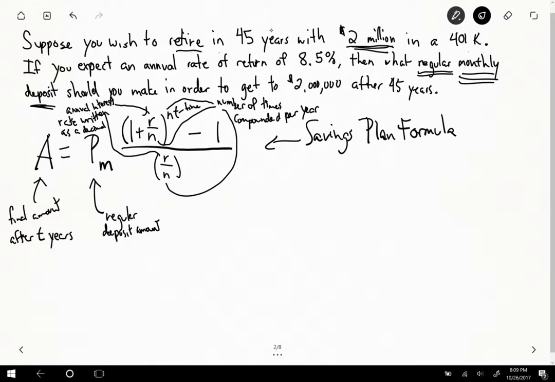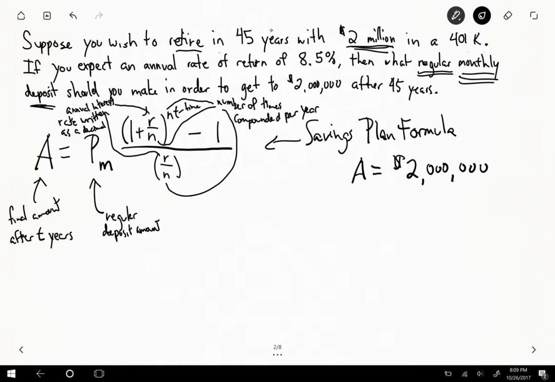So we have all the things in place. How do we solve this now? Well, we got to figure out what we are looking for and all that jazz. Suppose you wish to retire in 45 years with $2 million in a 401k. What does that mean? Well, that means at the end of the day, we want to finish with $2 million. So this is a little bit different. We're going to start with A equals $2 million. We want to figure out what P sub M is, and the way we can tell that is notice what regular monthly deposit should you make in order to have this. So that's what we're looking for at the end.